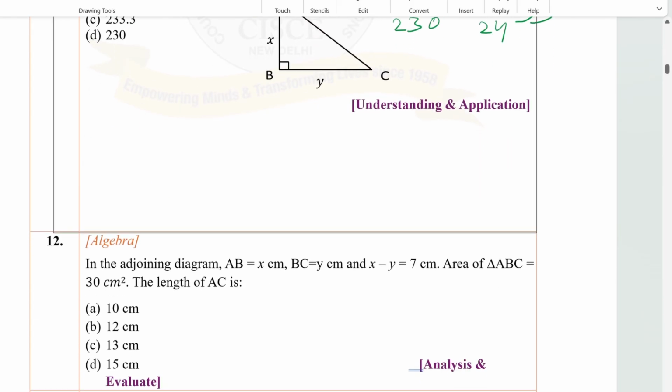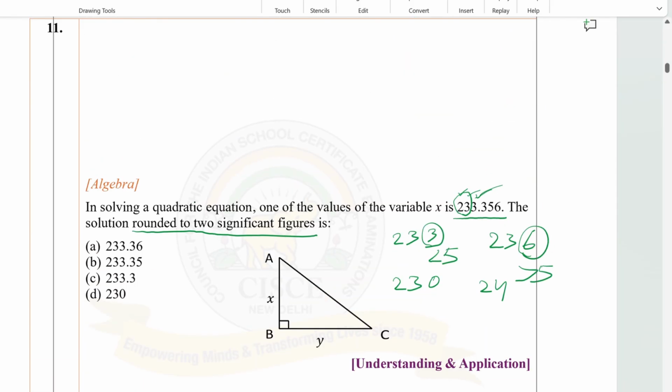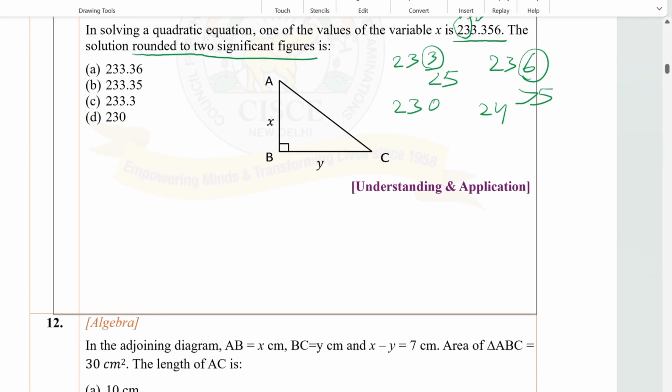AB equal to x centimeter, BC equal to y centimeter, and x minus y equal to 7 centimeter. The area of the triangle is given. Find the length of AC. The area is given as 30 centimeter square.